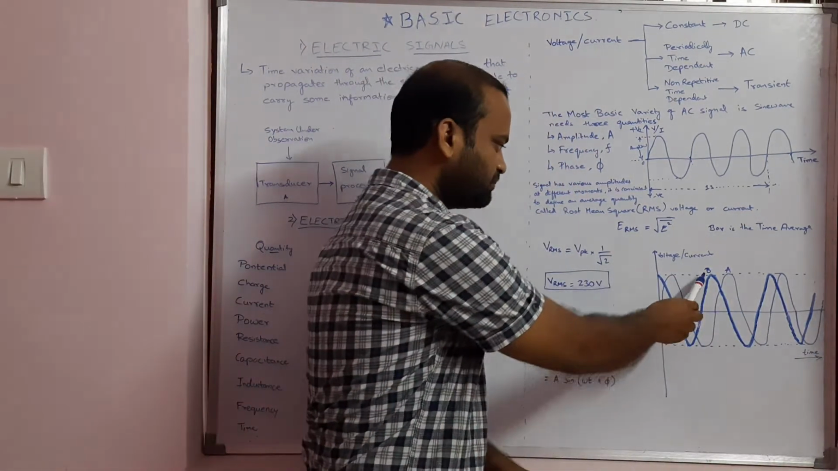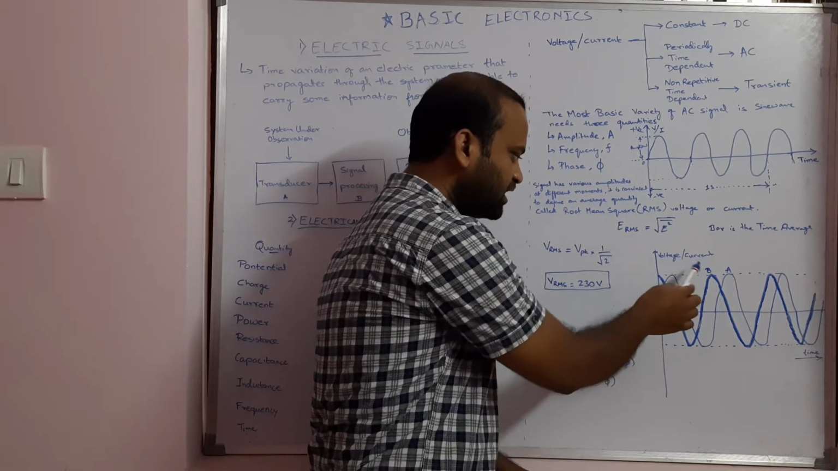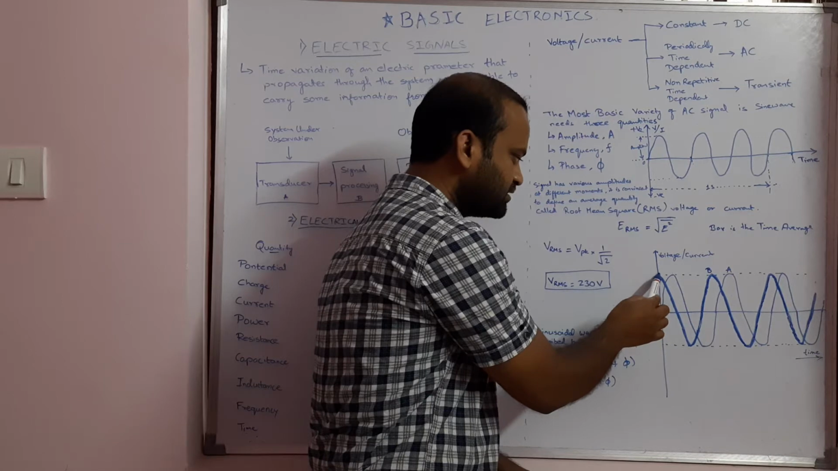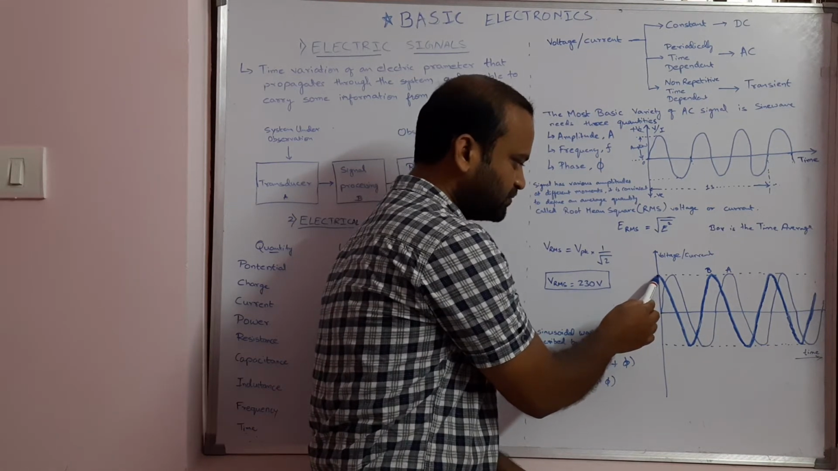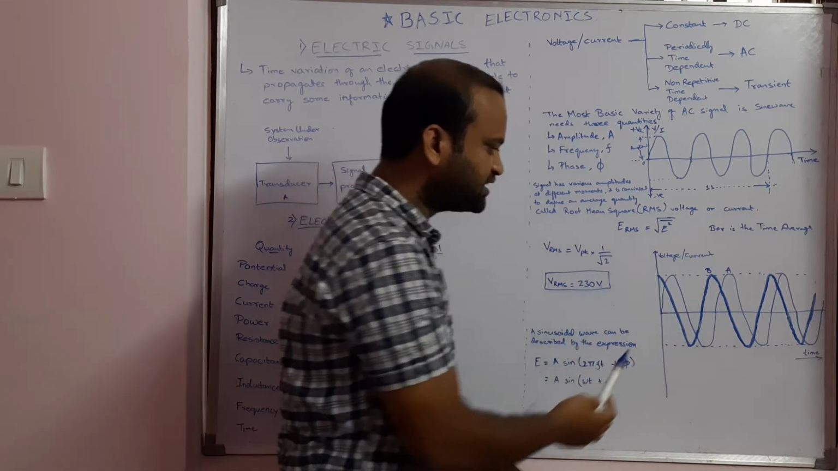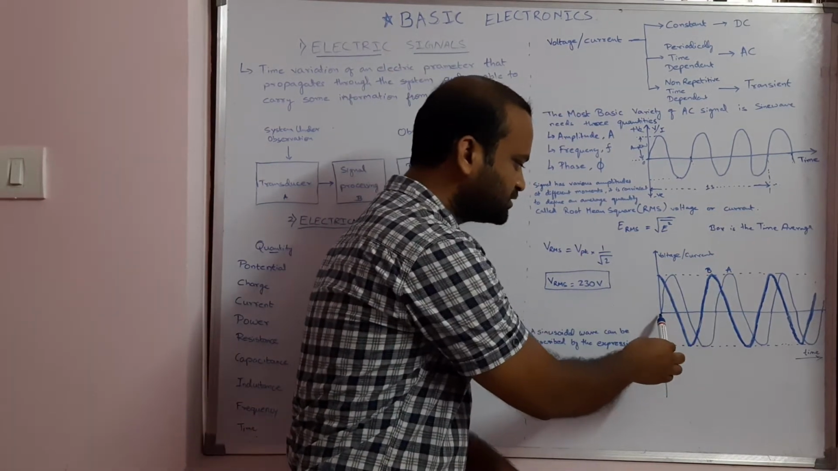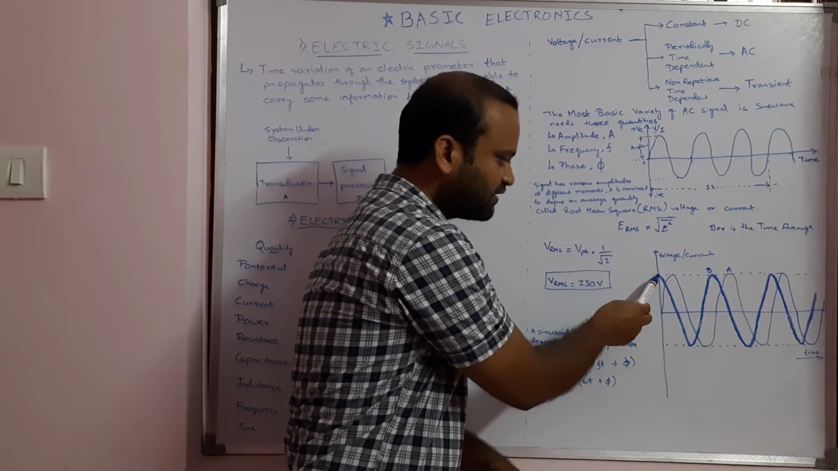Similarly for signal B, but instead of starting from 0 amplitude, signal B is starting from this maximum peak value, the peak voltage or peak current, and starting from here and then reducing. So if you see the difference, signal A is starting from 0 amplitude, but signal B is starting from the maximum peak value.